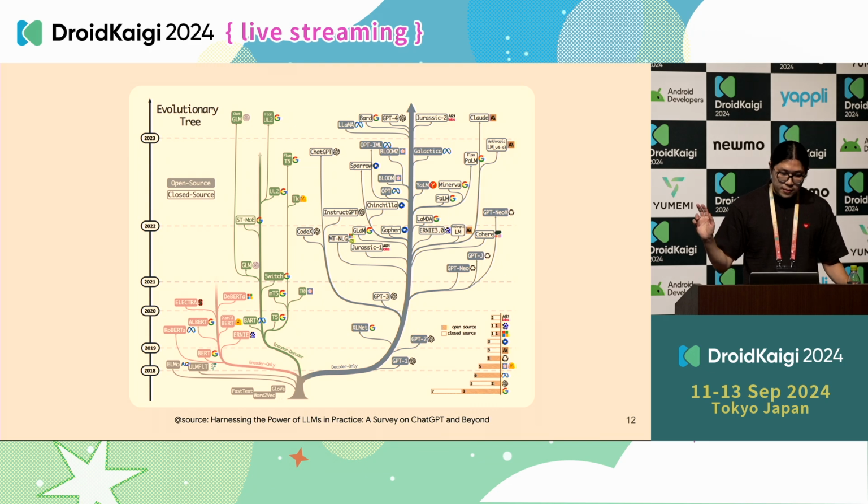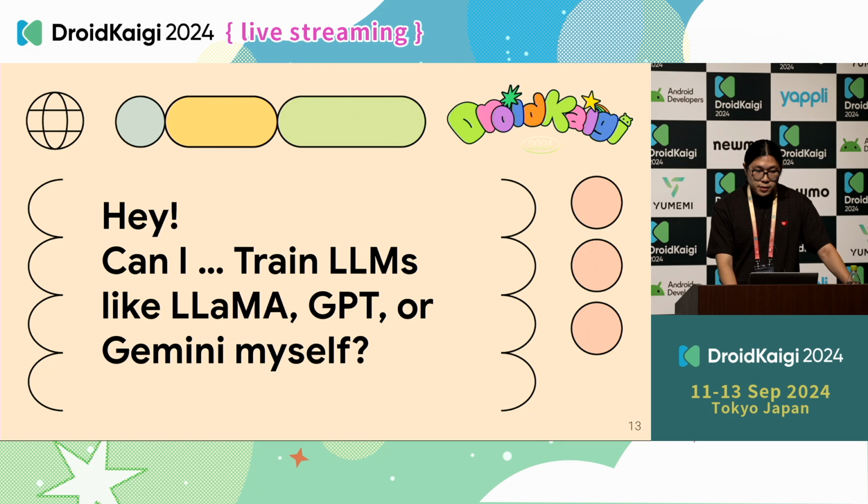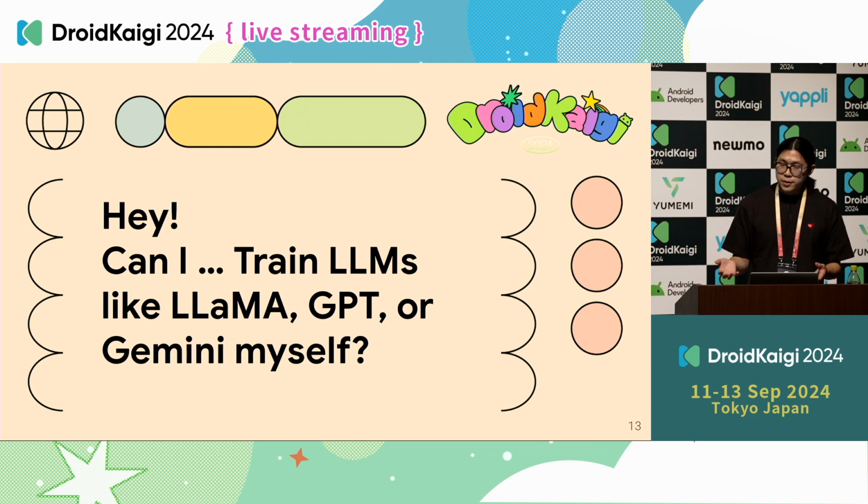And LLMs are developing at a very rapid pace. As shown in this diagram, you can categorize them into closed source LLMs and open source LLMs like Llama and Gemma. On the right, you can see models that have been created using only the decoder part of the transformer. So, can we train an LLM to build our own language models?